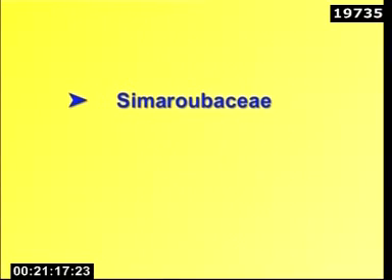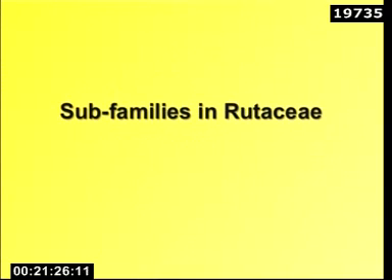This molecular study recommends the circumscription of all these taxa in the family Rutaceae. The sequence data analysis strongly indicates that Simaroubaceae and Meliaceae are the outgroups closest to the Rutaceae. We will now talk a little bit about the division of the family.